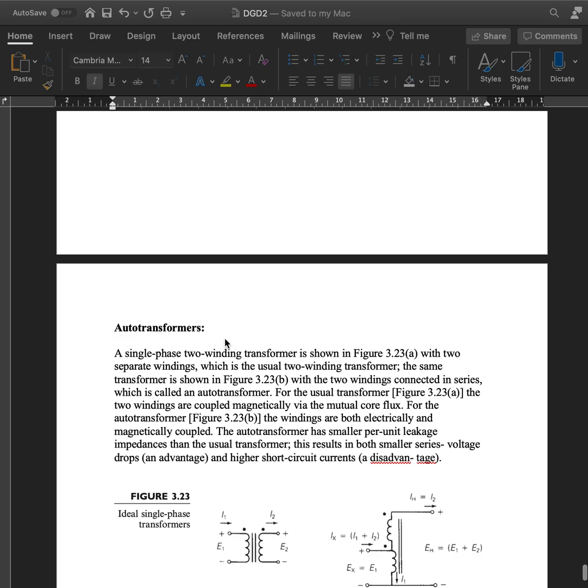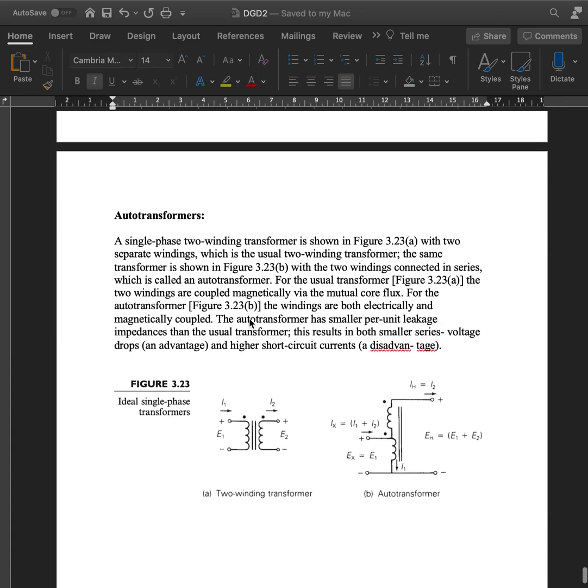And finally, single-phase transformers. An autotransformer is one in which it only has one series winding instead of two, as we can see from the figure below. Generally the windings are connected in series, and hence it's called an autotransformer. The two windings are coupled magnetically. For the usual transformer, we generally have the windings coupled through the magnetic flux or the magnetic core, but for autotransformers, the windings are both electrically and magnetically coupled.